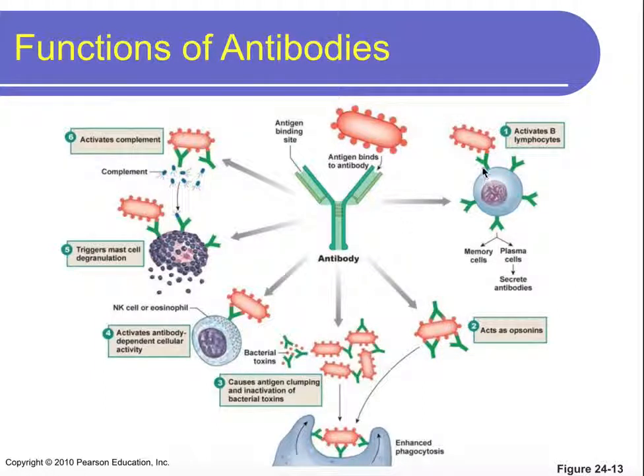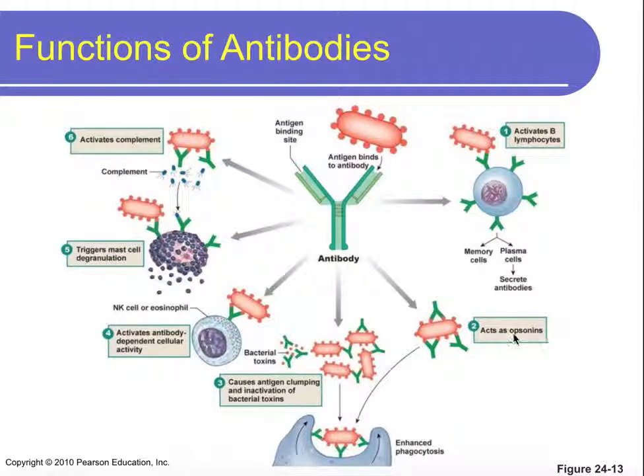One is they're found on the surface of our B cells. We can insert them into our B cells, and by binding to our pathogen, we can activate our B cells. And again, when we activate our B cells, they turn into plasma cells and memory cells. Memory cells stick around and remember, plasma cells make more antibodies. This one we already talked about.